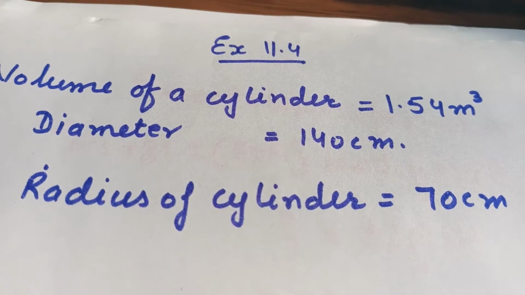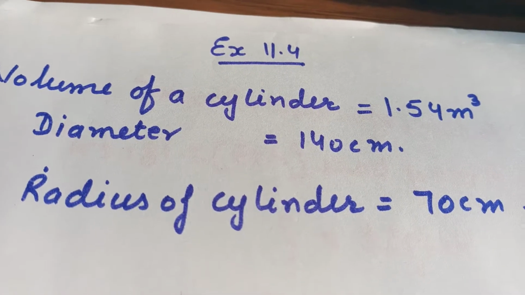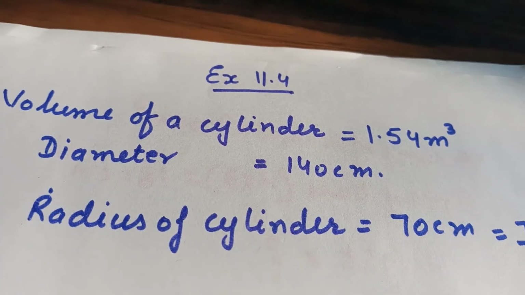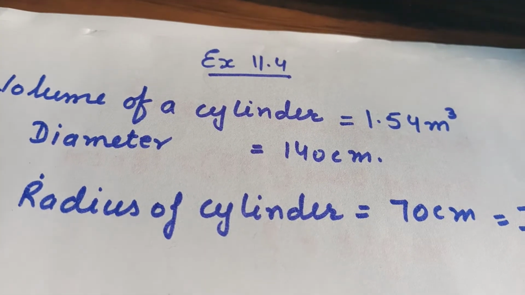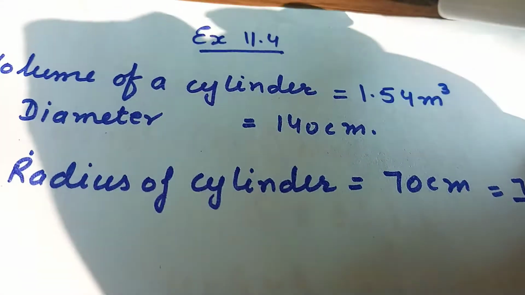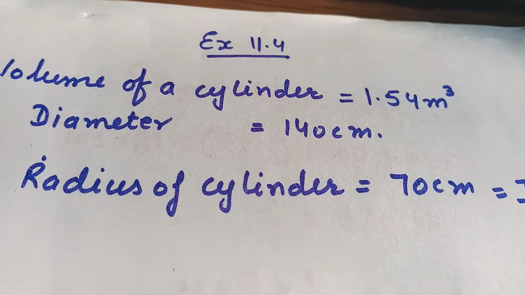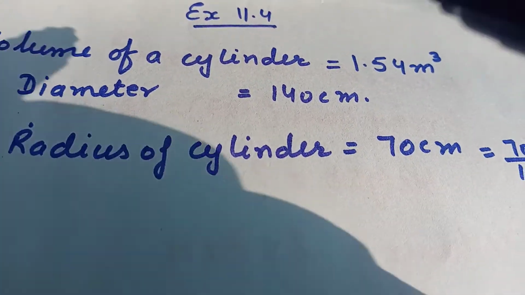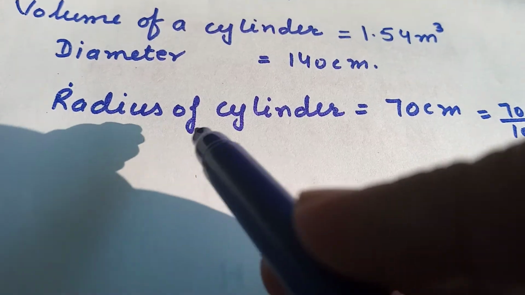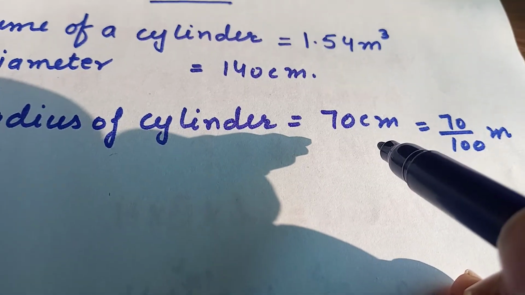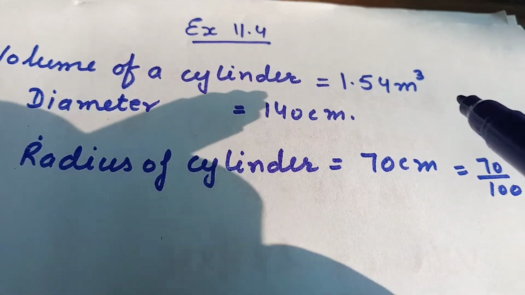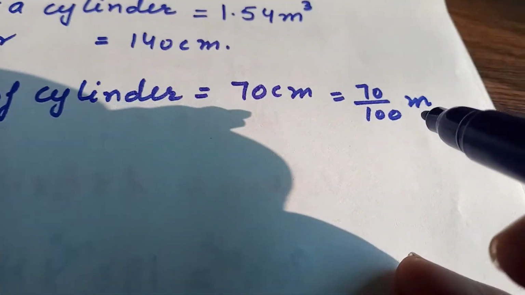Children, in our previous class, we have started exercise 11.4. Till question number 4 we have done. Now, question number 5. Find the height of a cylinder whose volume is 1.54 meter cube and the diameter is 140 centimeter. Radius of the cylinder will be 70 centimeter. Volume is given to you in meter cube, so we'll convert this radius into meter.